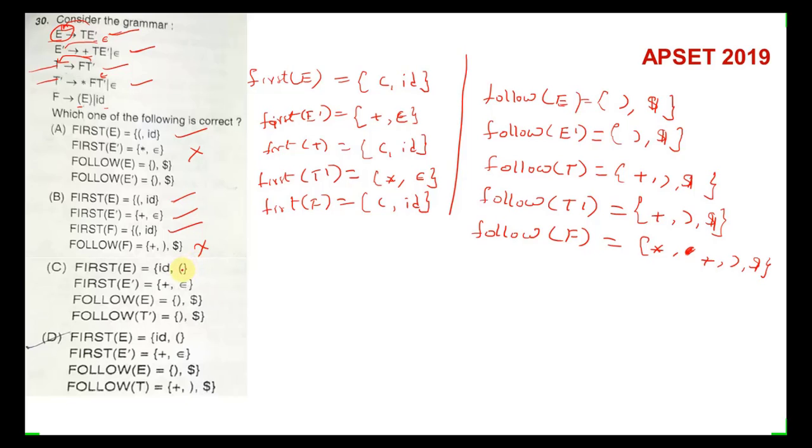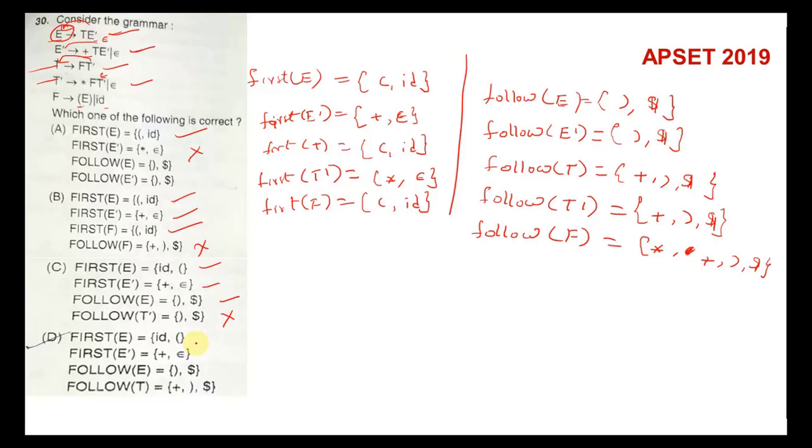In the same way, first of E is ID, opening bracket, yes it is true, and first of E' is plus, epsilon, yes it is also true, and follow of E is closing bracket, dollar, it is also true. And what is the follow of T'? The follow of T' is plus, closing bracket, dollar, but here the plus is not there, so it is a false one. So option C is also not the answer.